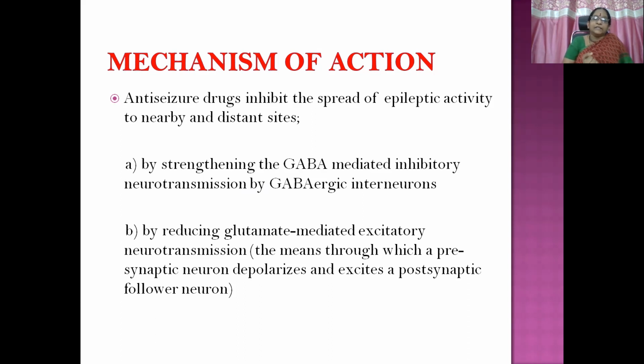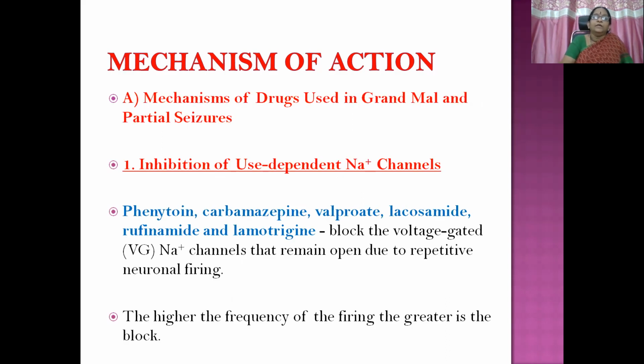Number one, by strengthening the GABA-mediated inhibitory neurotransmission by GABAergic neurons. And number two, reducing glutamate-mediated excitatory neurotransmission. That is the means through which a presynaptic neuron depolarizes and excites a postsynaptic neuron. So GABA is enhanced, glutamate is suppressed. So let us see one by one.